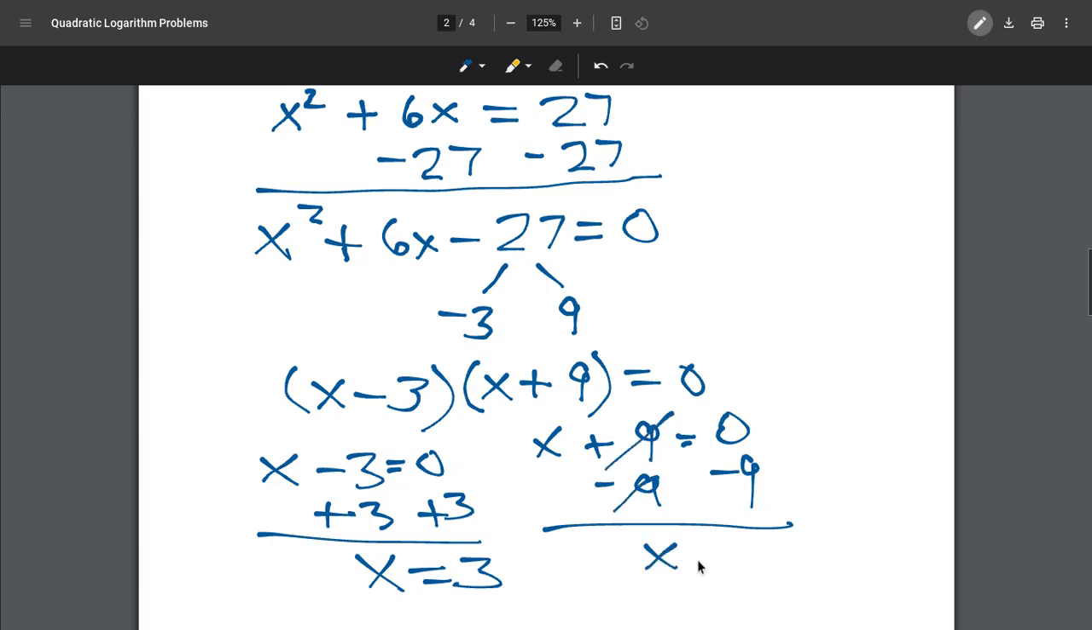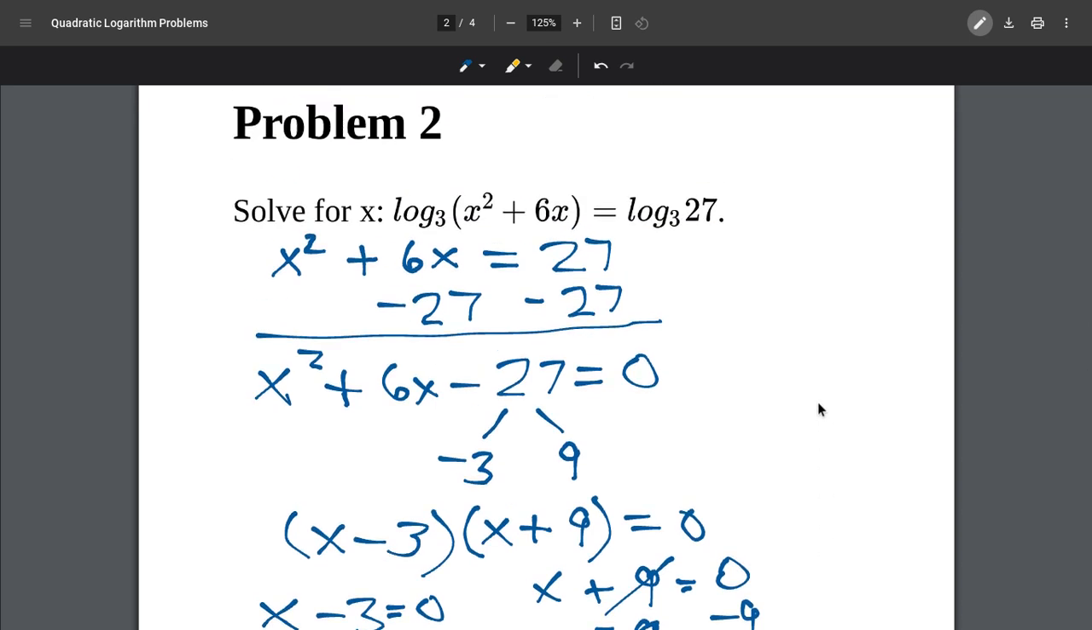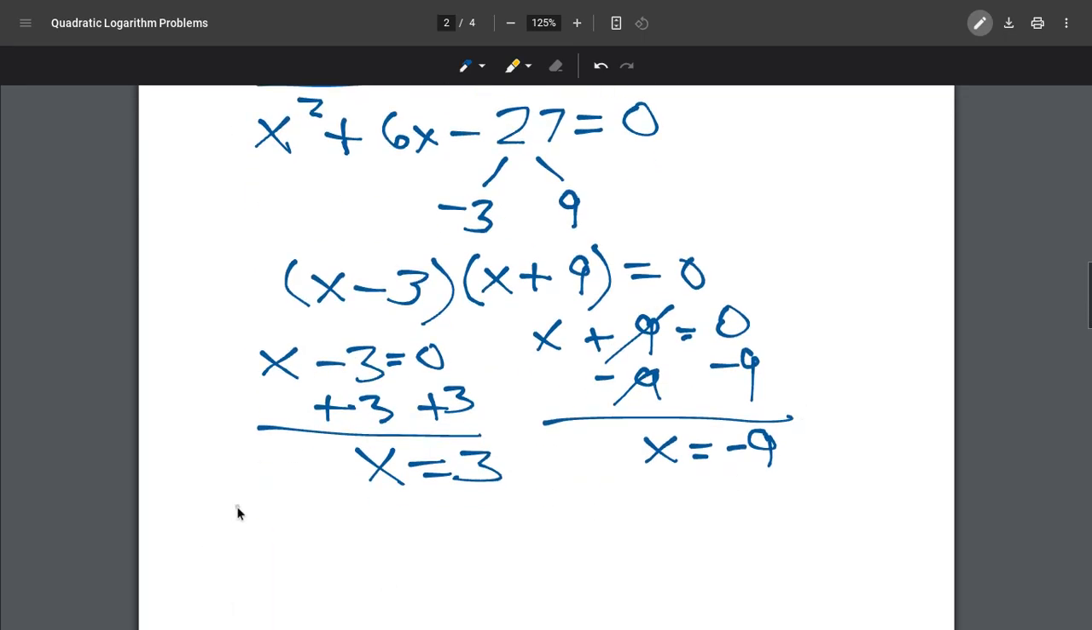We get x equals negative 9 as our other potential solution. Okay, so originally we started with log base 3 of x squared plus 6x equals log base 3 of 27.